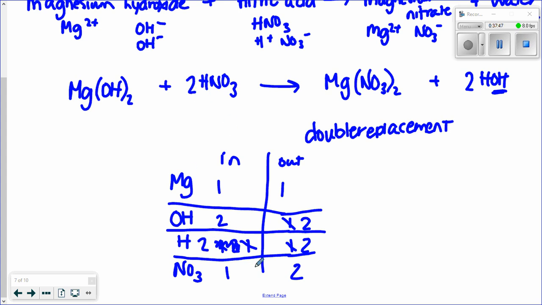But what that's also done is changed my nitrate going in, which actually fixed it, which is awesome. So 1 magnesium in, 1 out. 2 hydroxides in, 2 hydroxides out. 2 hydrogen in, 2 hydrogen out. 2 nitrate in, 2 nitrate out. So good. That's our balanced reaction. So that balances with coefficients of 1, 2, 1, 2.